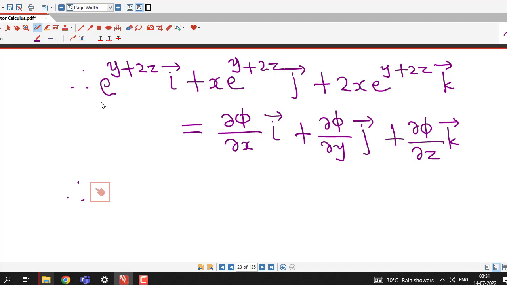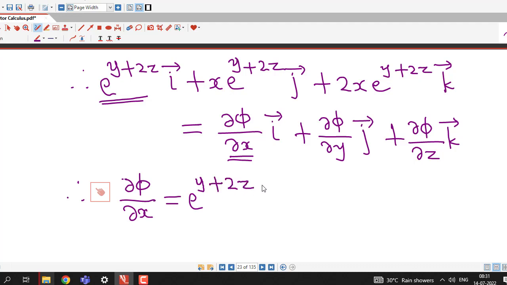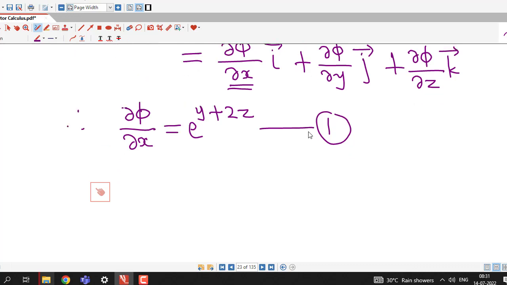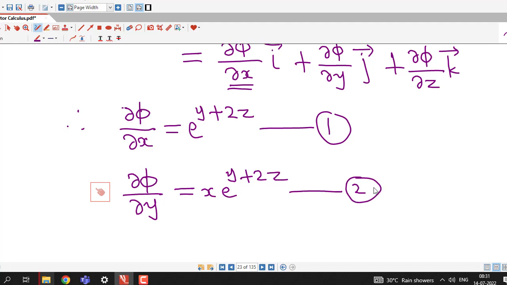So by comparing the components, here e raised to y plus 2z will be equal to the partial derivative of phi with respect to x, that we write in this way. Partial derivative of phi with respect to x is e raised to y plus 2z, and we give this number 1. Then j components: x e raised to y plus 2z will be equal to the partial derivative of phi with respect to y.